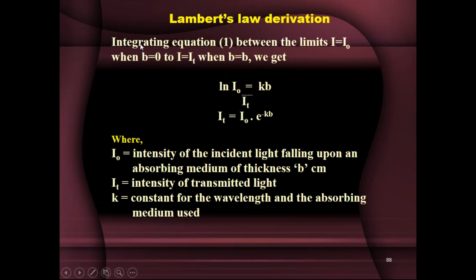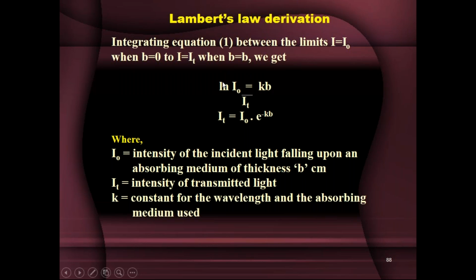Now, since we had derivatives, we'll be integrating that equation between the limits I equals I0 when b is equal to 0. What it means is, if thickness is not there, there is no solution, then intensity of light measured would be the intensity of incident light. I0 is the intensity of incident light. This is the lower limit, and the upper limit would be I equals IT when b equals b.